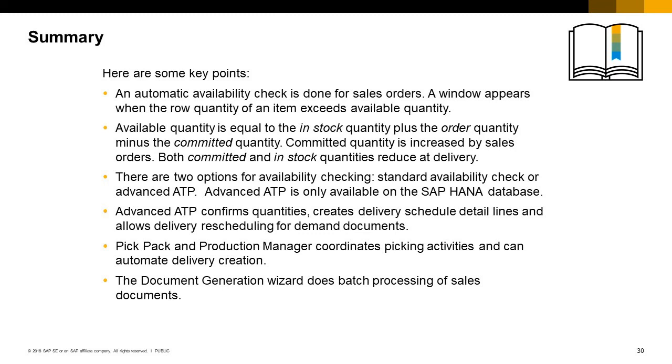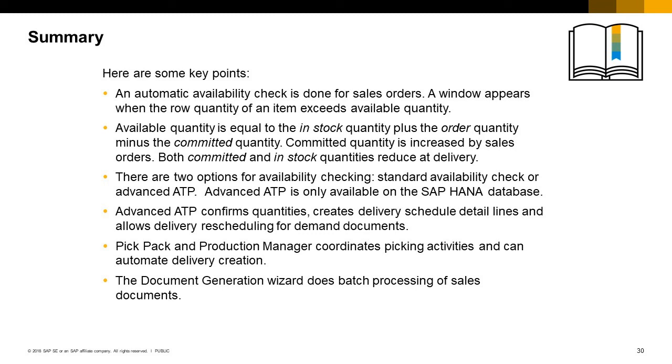2 options exist for availability checking: the standard availability check or the advanced availability to promise. Advanced ATP is only available when you run SAP Business One on the SAP HANA database. The standard check gives you options to change item quantity, change delivery dates, view an ATP report, check other warehouses, choose alternate items, delete the item row or ignore the message. Advanced ATP gives additional functionality. Advanced ATP confirms quantities, creates delivery schedule detail lines and allows delivery rescheduling for demand documents.